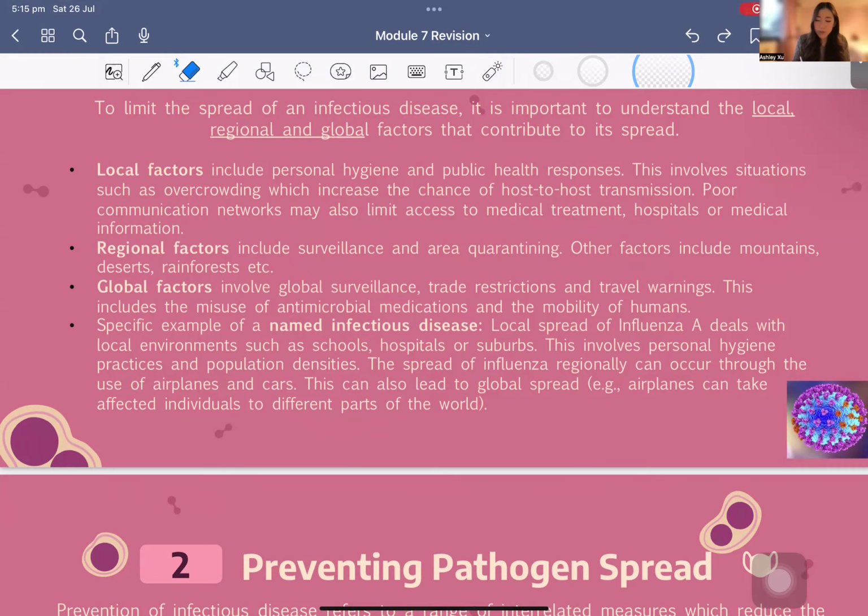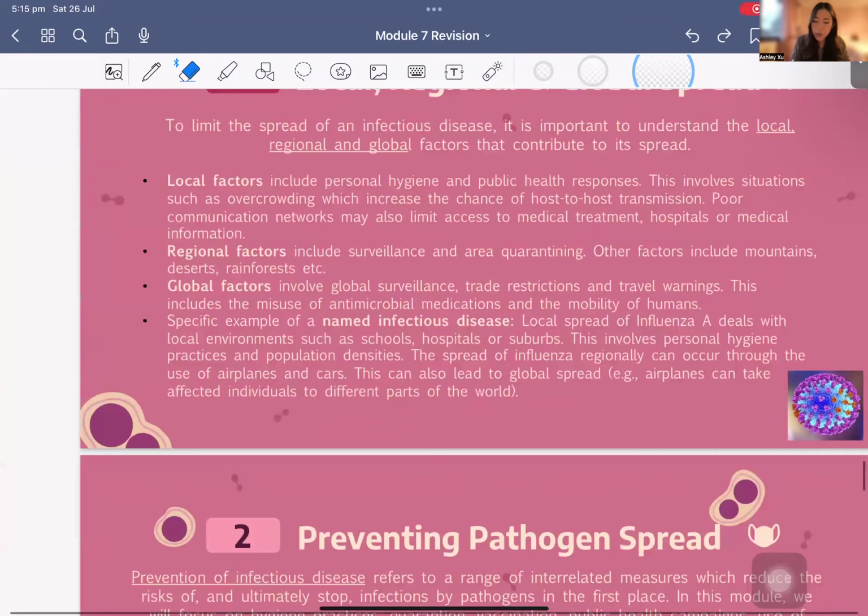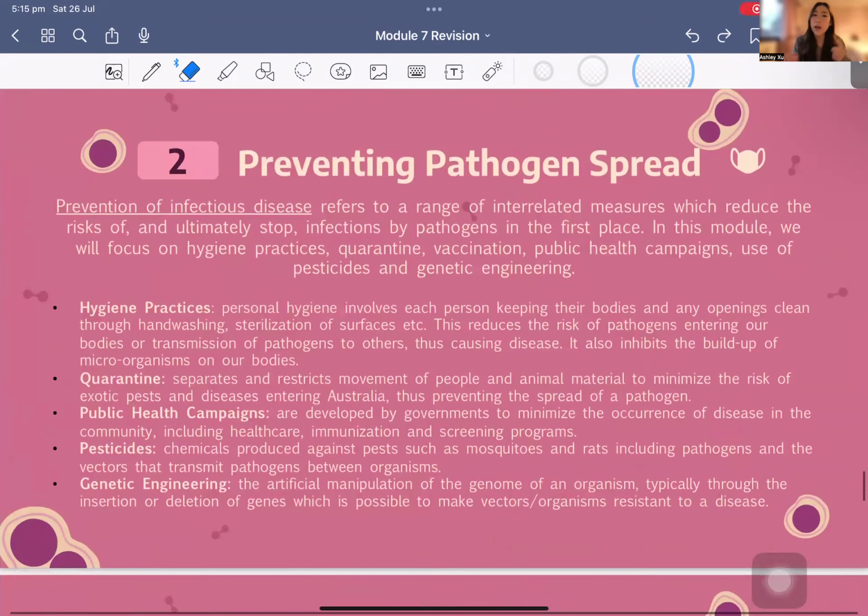The spread of influenza regionally can occur through the use of airplanes and cars, so traveling to bigger areas. And this can also lead to global spread, like the pandemic of COVID-19. How do we prevent this spread? Hygiene practices come first and foremost, and they're really important, because if you get rid of the pathogens on your hands, it's very unlikely that you will get sick.